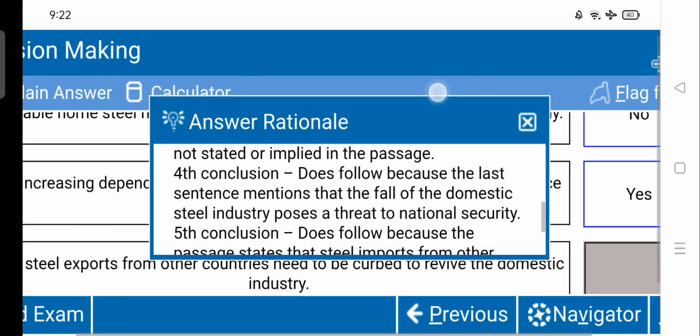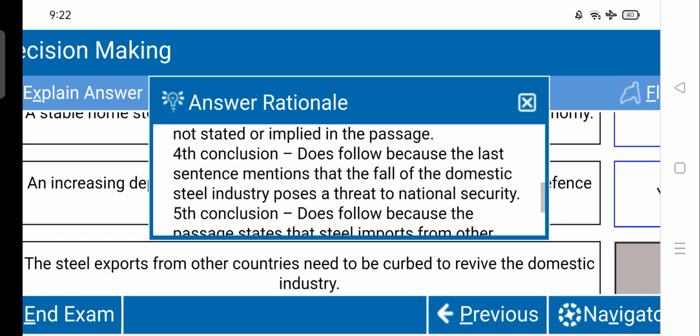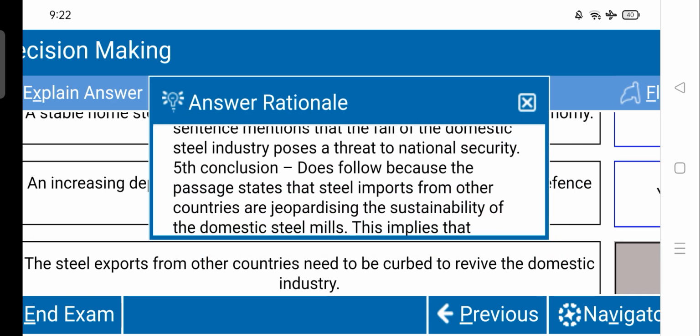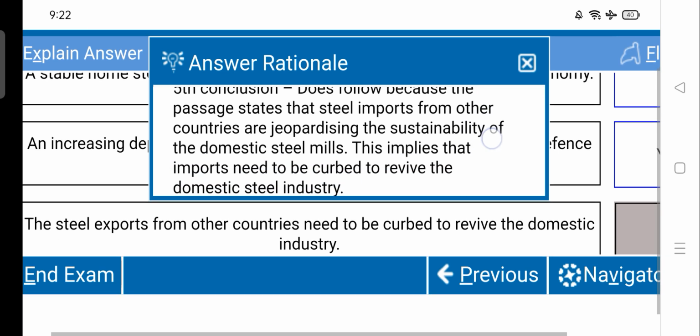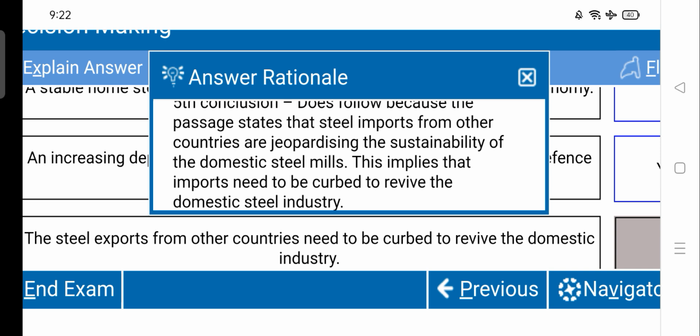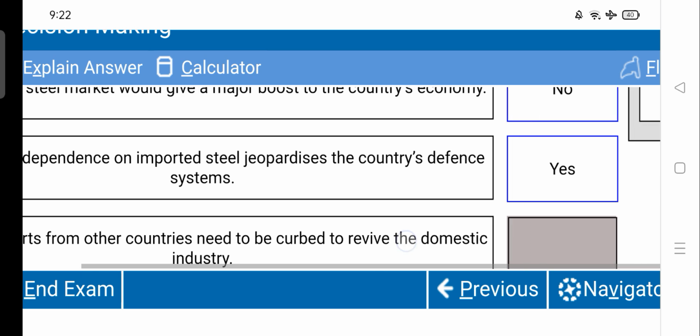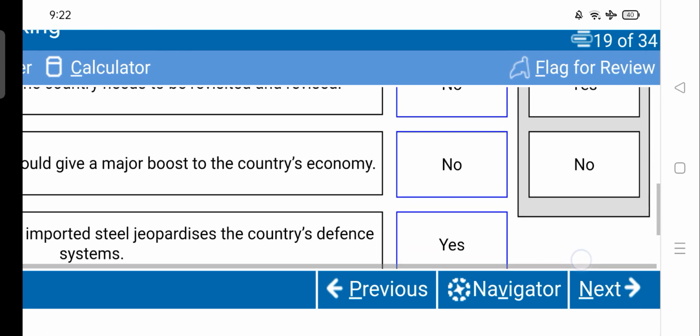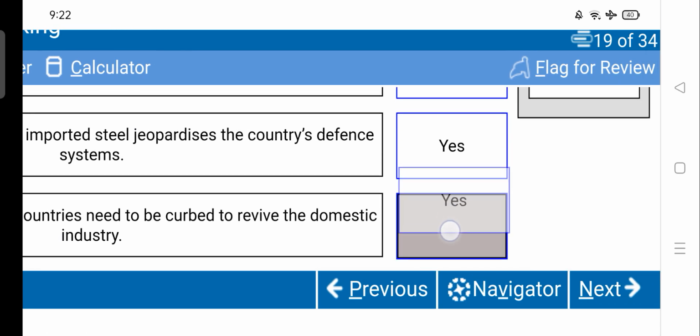The fifth conclusion does follow because the passage states that steel imports from other countries are jeopardizing the sustainability of the domestic steel mills. This implies that imports need to be curbed to revive the domestic steel industry. So this one does follow. So we will drag a yes and drop it here in front of this conclusion.